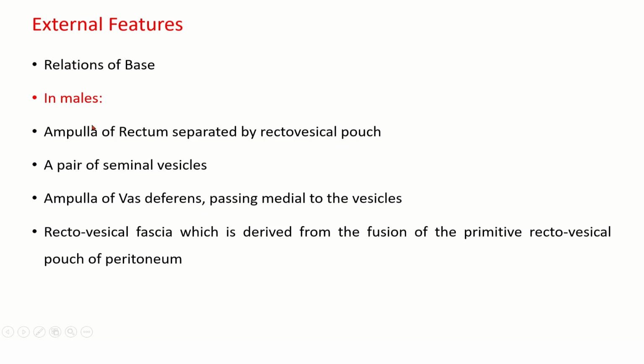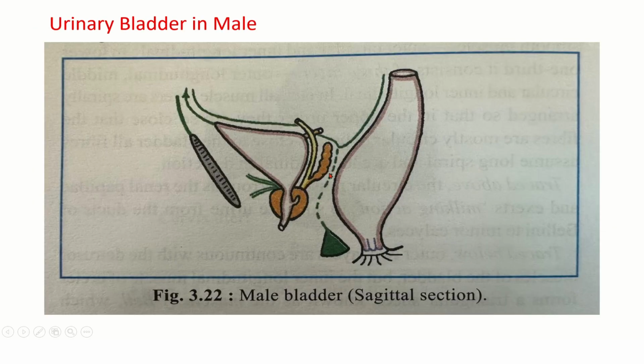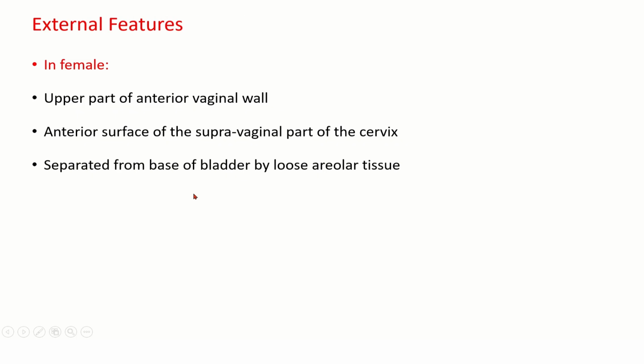Relations of base in males: ampulla of rectum separated by rectovesical pouch, a pair of seminal vesicles, ampulla of vas deferens passing medial to vesicles, then rectovesical fascia, which is derived from the fusion of primitive rectovesical pouch of peritoneum. This is the Denonvilliers' fascia. You can see here, this is the rectovesical fascia, Denonvilliers' fascia. This is the ampulla of rectum. These are the seminal vesicles. This is the vas deferens. Relations of the base in case of male.